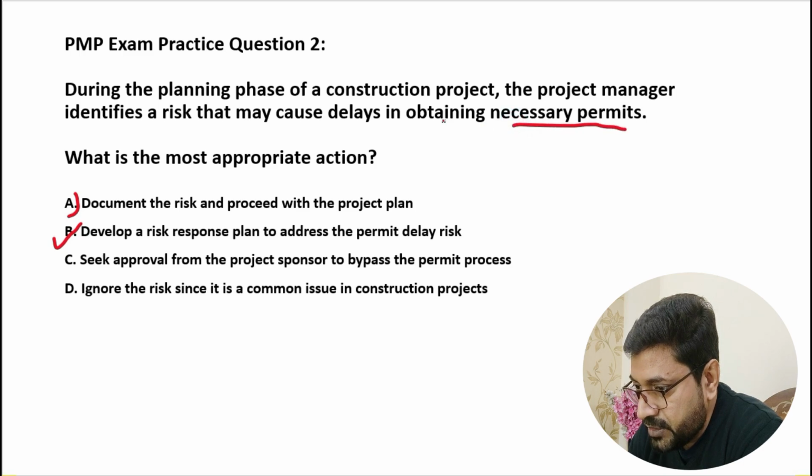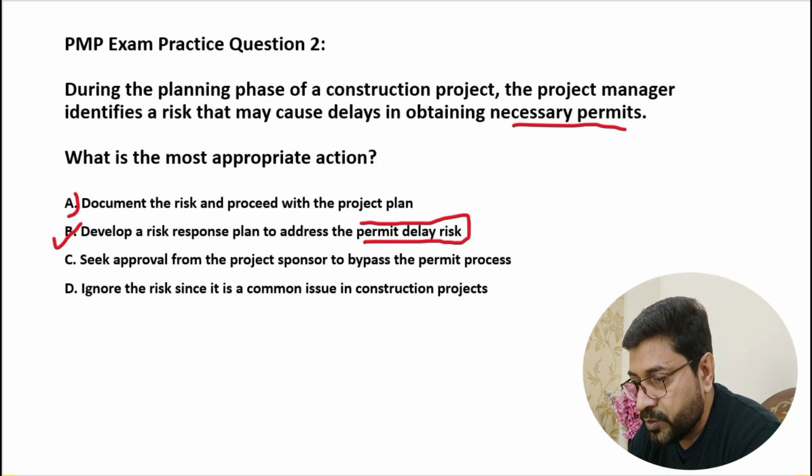Now if you see, the option also talks about develop a risk response plan to address the permit delay risk. Okay, so this aligns with the question. So answer option B looks like a very good option. So let's keep this option for now, and let's see what else we got.